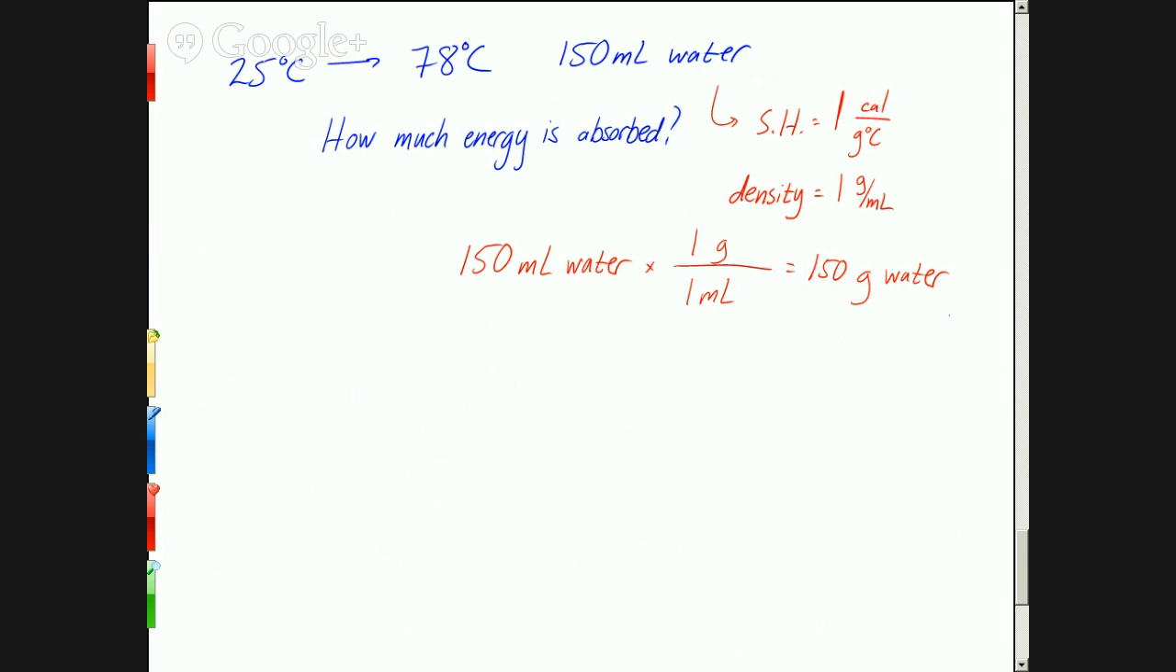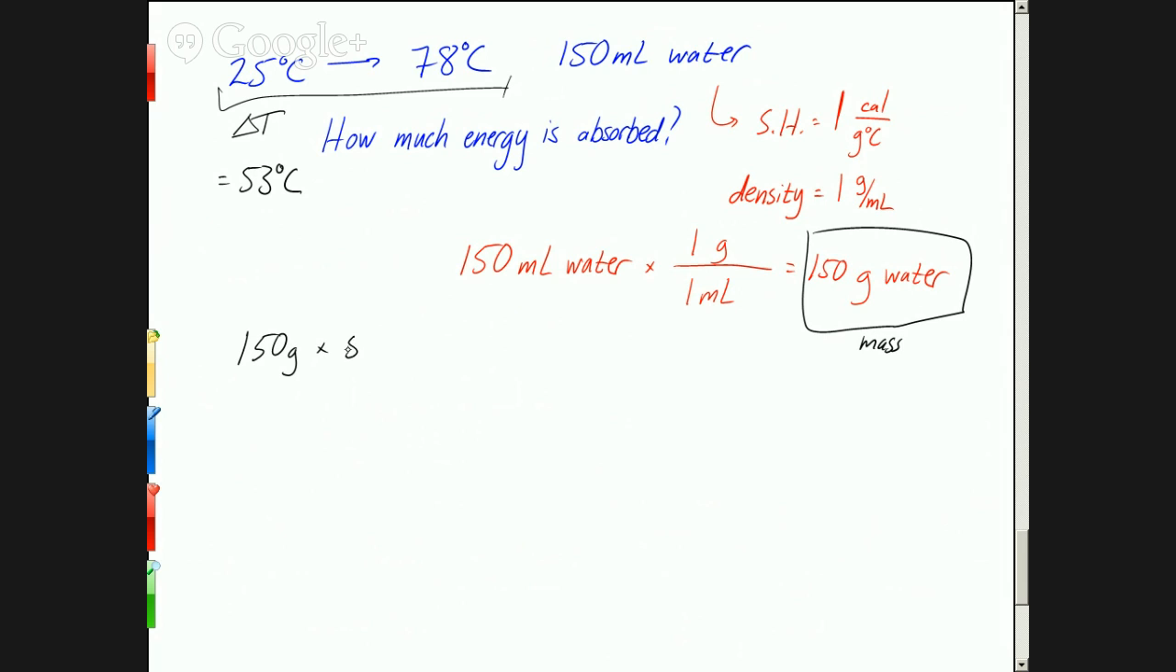All right. So now we have mass, and we have the specific heat. And the last part we need is the temperature change. That's that delta T, or the change in temperature. So the change in temperature there is 53 degrees, right? All right. So we've got 150 grams of water moving up 53 degrees.